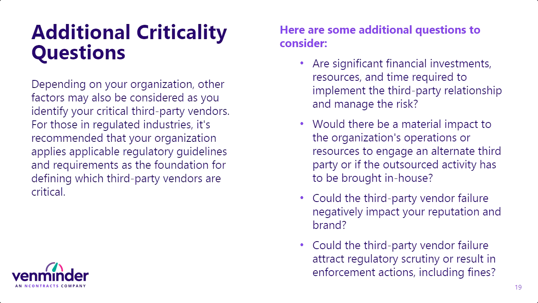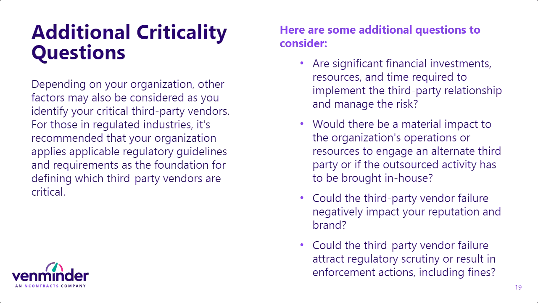Those 3 questions are typically used as a baseline to determine criticality, but you might also want to consider some additional criteria. If your organization is in a highly regulated industry, it's recommended to apply those guidelines and requirements to your criticality classification. First, you can ask if there are significant financial investments or resources to implement the third-party relationship and manage the risk. So if that third party failed and you don't have the time or money to implement that relationship again, that's probably a critical vendor.